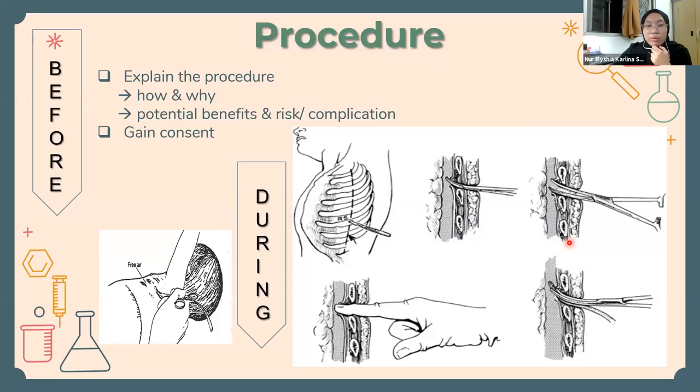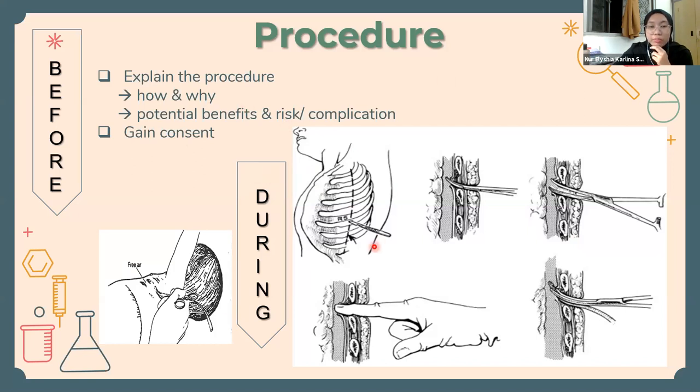So before we perform the chest tube incision, we need to explain the procedure to the caretakers of the patients, how and why the chest tube is needed. And also we need to explain the benefits and also the risks or complications of the procedure. And lastly, we need to gain the consent before we perform the chest tube incision.